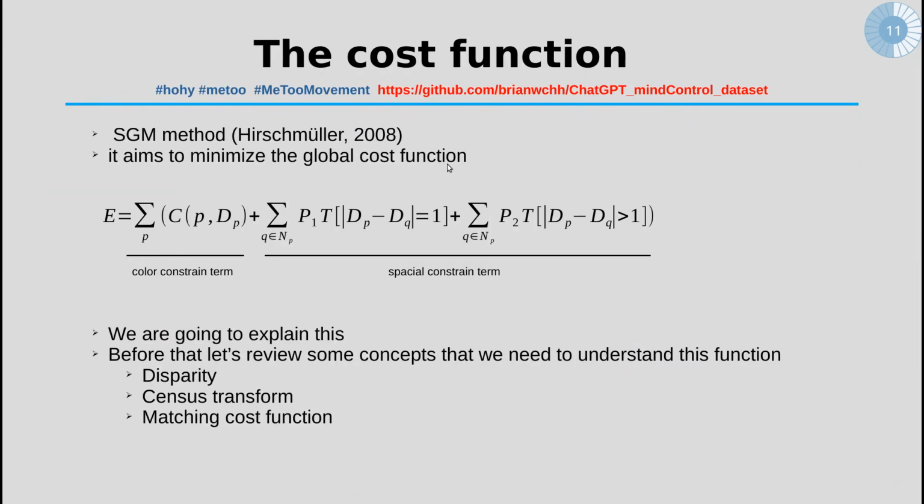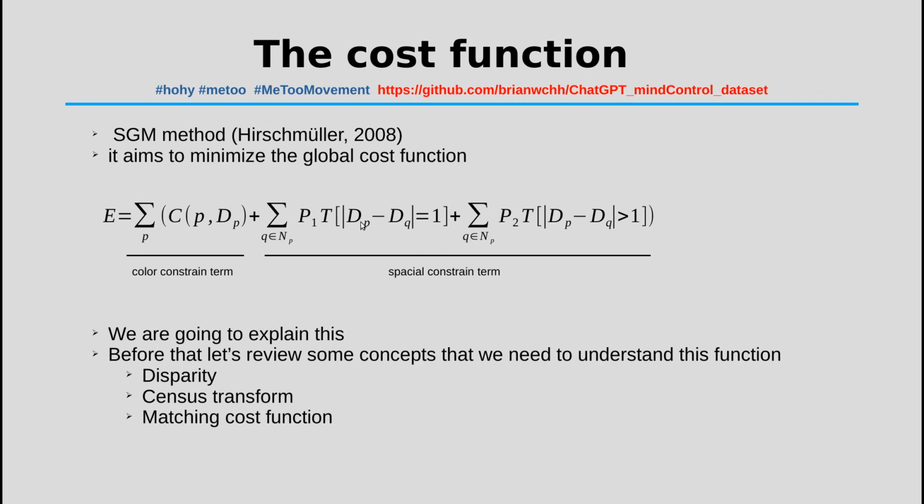Okay, so the overall cost function for the semi-global method is kind of like this, but this is actually a modified version. The original semi-global matching is not feasible to implement on FPGA, so we have to change this into census transform. We will talk about this right away.